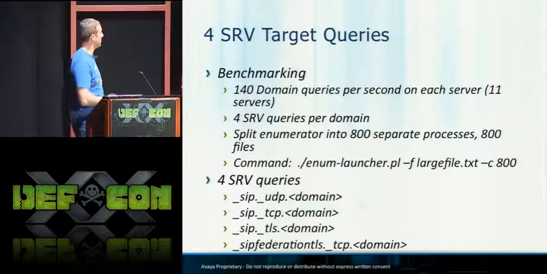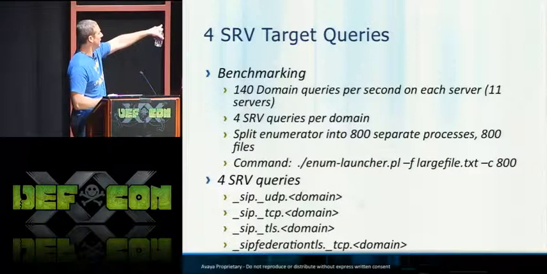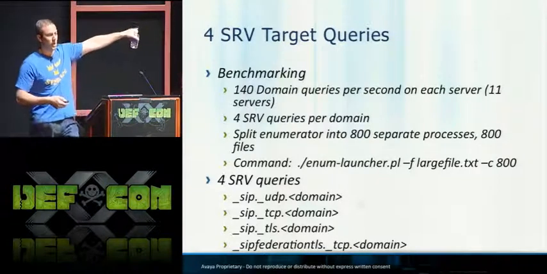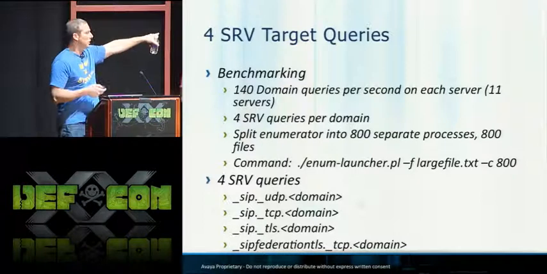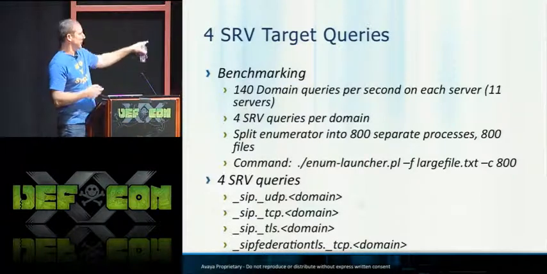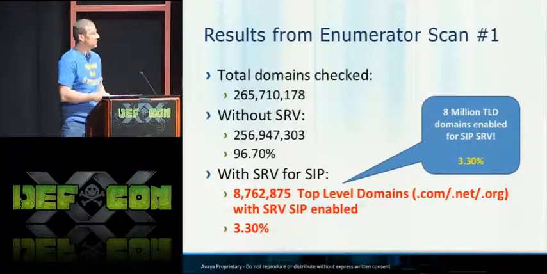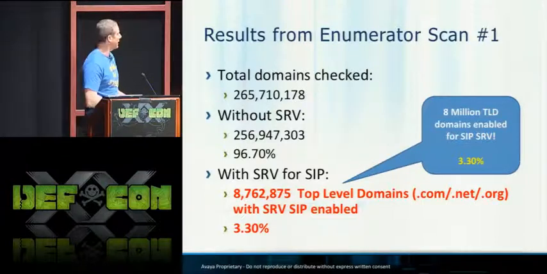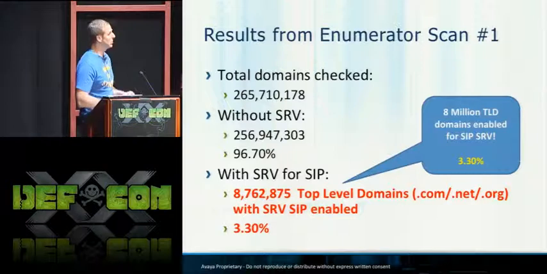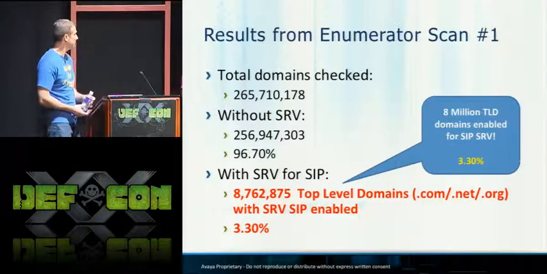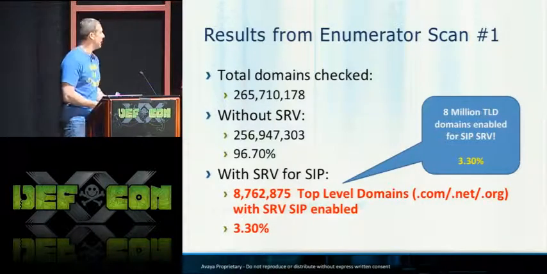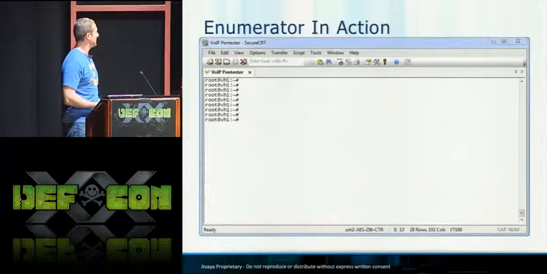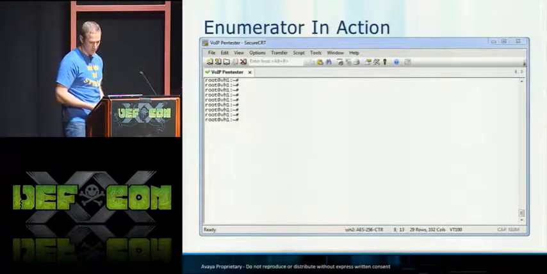And I'm going to tell you what those queries are. It's those queries right there. This is the most standard way to host an SRV record. The last one is Microsoft specific for federation. So here's the results. 3.30% of domains on the public internet, .com, .net, and .org, support SRV. So it was 8.7 million domains, and that's what it looks like there.